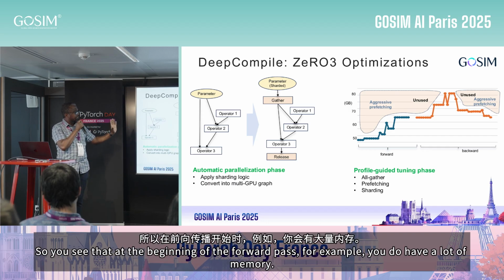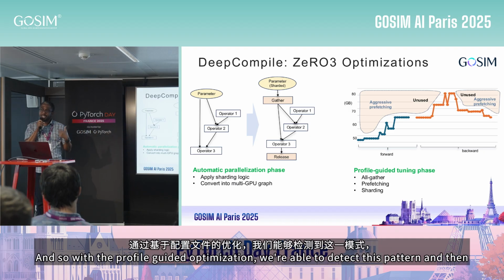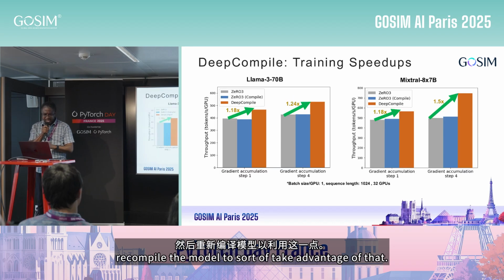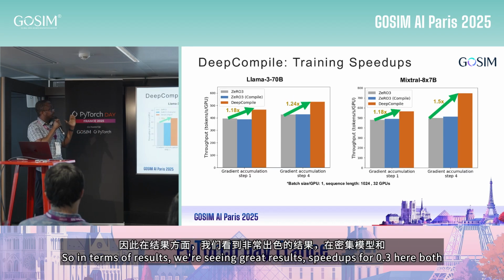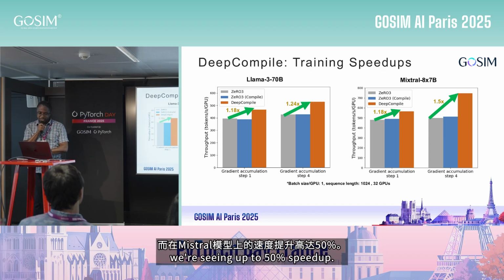So you see that at the beginning of the forward pass, for example, you do have a lot of memory. So you can be very aggressive with prefetching, but not so much in the backward pass. But with the profile guided optimization, we're able to detect these patterns and then recompile the model to take advantage of that. So in terms of results, we're seeing great results, speedups for ZeRO-3 here, both on the dense model and on the sparse, the mixture model. We're seeing up to like 50% speedup.